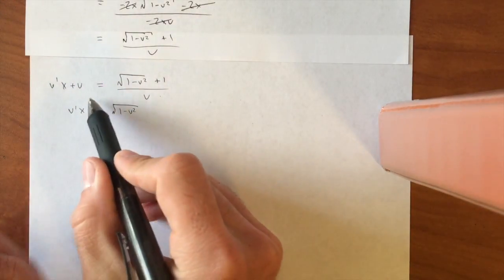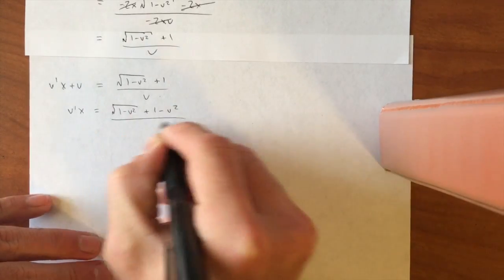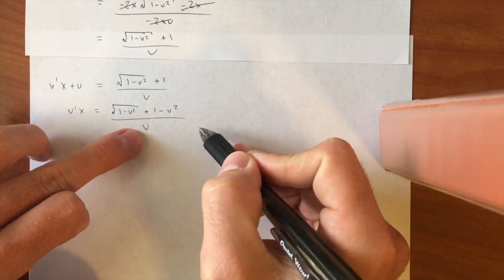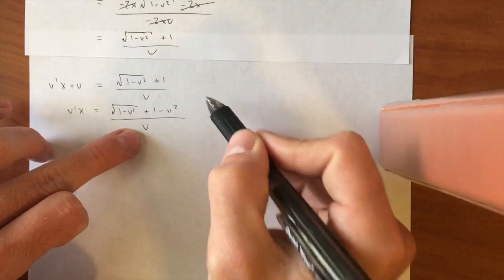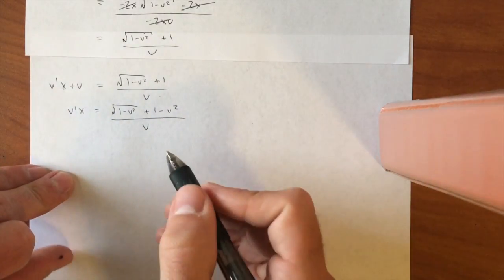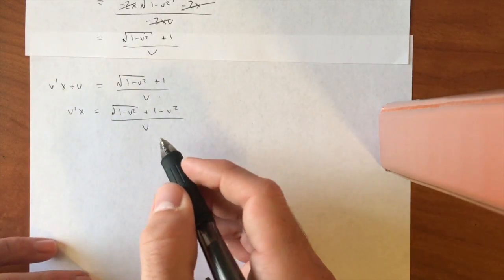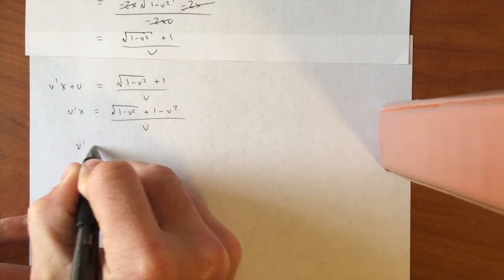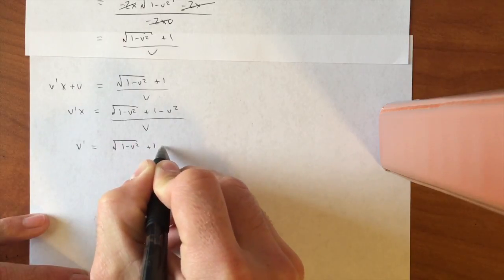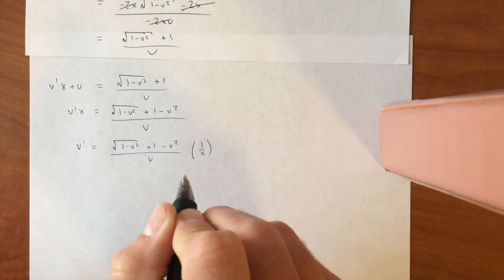Okay, so subtracting a v, we will have a v squared. I'll have to turn 1 into v squared over v, because if we subtract v over 1, we have to multiply it by the denominator, v over v, v squared over v, so we can subtract it in. Now, with this, we can get our v prime by itself by dividing by x. So that will turn into v prime is equal to the square root of 1 minus v squared plus 1 minus v squared over v, multiplied by 1 over x.